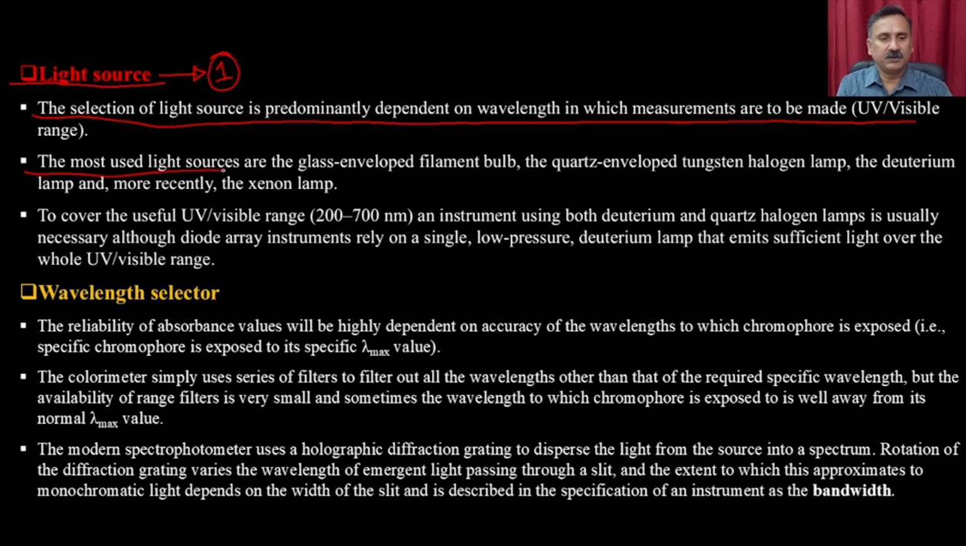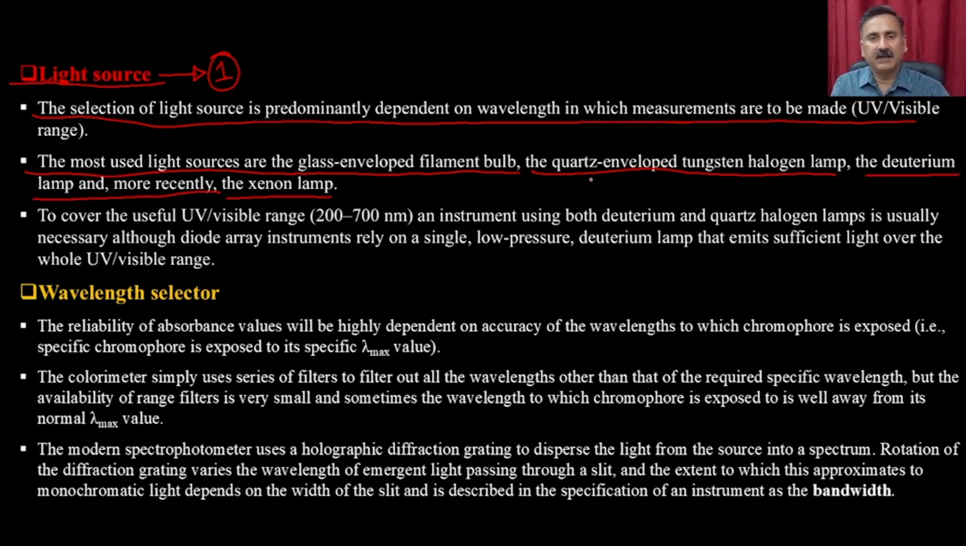The most used light sources are the glass enveloped filament tube bulb, the quartz enveloped tungsten halogen bulb, the deuterium lamp, and more recently the xenon lamp. So many of these lamps are available. You can use the tungsten lamp, or you can use the halogen lamp, you can use the deuterium lamp, and you can also use the xenon lamp. And all of them are capable of providing light of different wavelengths, so that you can use them according to your choice.